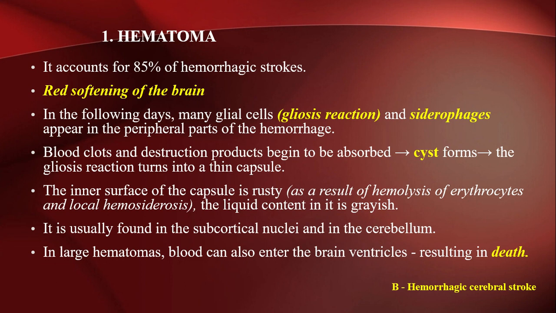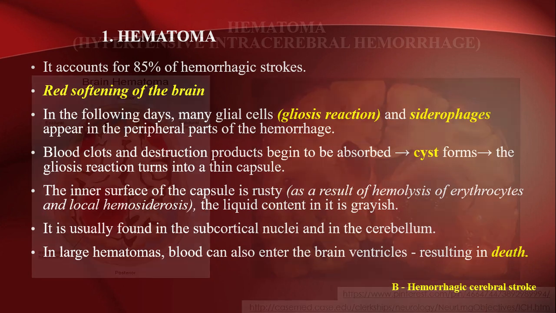In the following days, mainly glial cells and siderophages appear in the peripheral parts of the hemorrhage. Blood clots and the destruction products begin to be absorbed and form the cyst. The gliosis reaction turns into a thin capsule. The inner surface of the capsule is rusty as a result of hemolysis of red blood cells and local hemosiderosis. The liquid contents in it are grayish. It is usually found in the subcortical nuclei and in the cerebellum. In large hematomas, blood can also enter the brain ventricles, resulting in death.